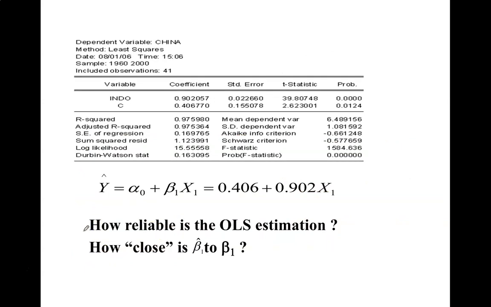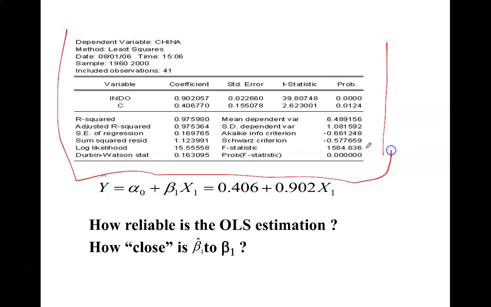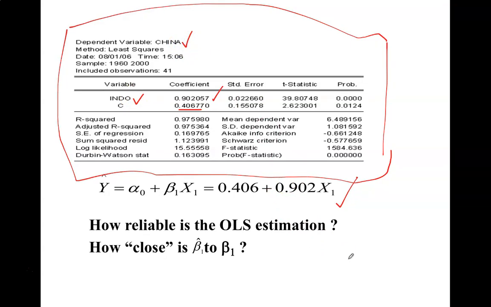For example, this estimation is an output from EViews, which we're going to explore in the next few chapters, along with the program itself. The estimation we get is Y equals alpha plus beta X1: 0.460, which is the constant, and the coefficient is 0.902 on X, the independent variable, with Y the dependent variable. So how reliable is the OLS estimation? How close is the estimated beta to the true population beta?